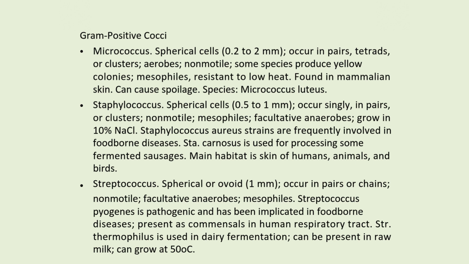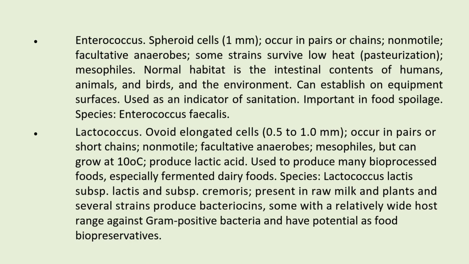Then we have Streptococcus. These are spherical or ovoid cells that occur in pairs or chains. They are non-motile facultative anaerobes and mesophiles. Streptococcus pyogenes is pathogenic and has been implicated in foodborne diseases. On the beneficial side, Streptococcus thermophilus is used in dairy fermentation and can grow at 50 degrees Celsius. Another genus is Enterococcus.